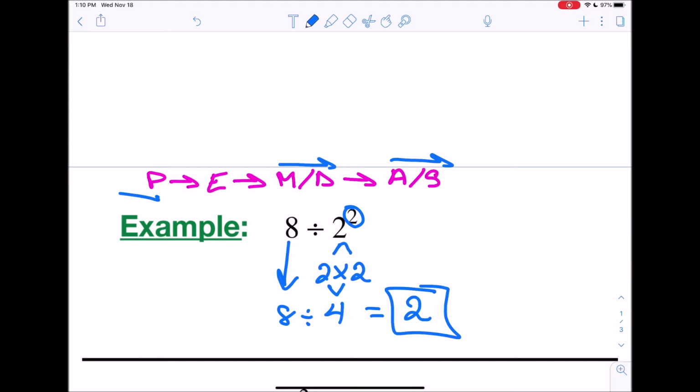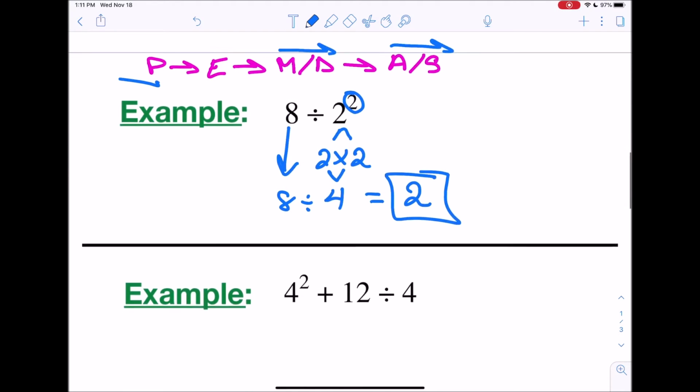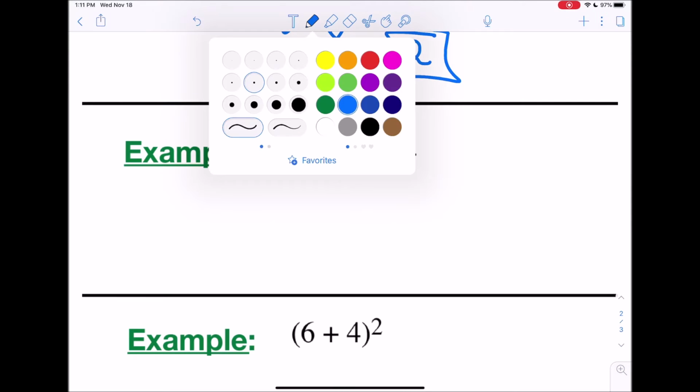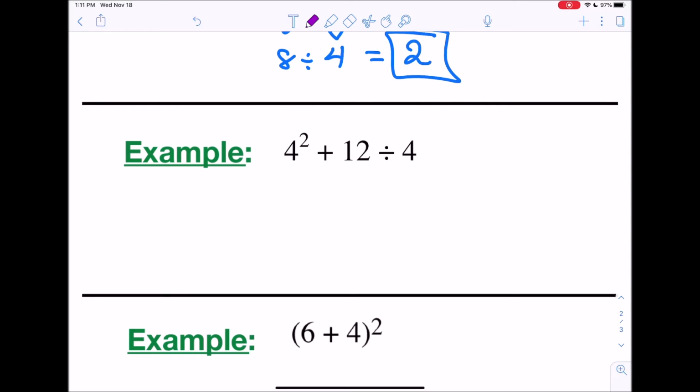Okay? So follow the steps of order of operations when working with these problems. And you'll notice that the exponent is the second step after parentheses. All right, let's try another problem with an exponent in it. So here we have 4 squared plus 12 divided by 4. Once again, order of operations is important. So we have parentheses, then exponents, then multiplication or division, and then addition or subtraction, whichever comes first.